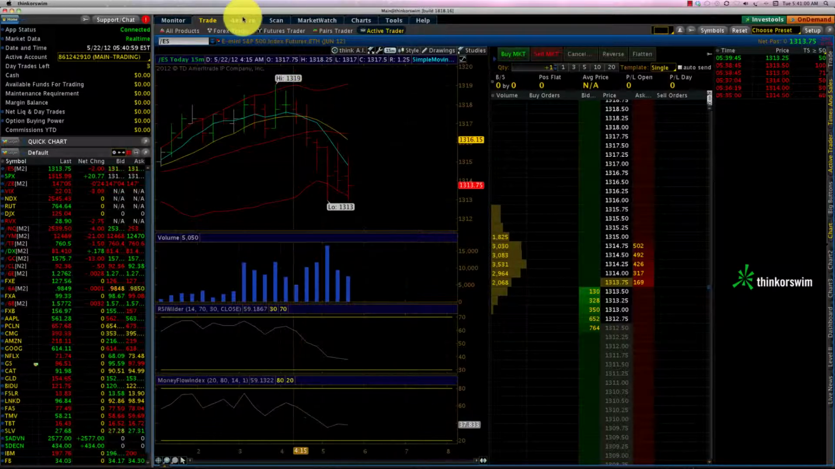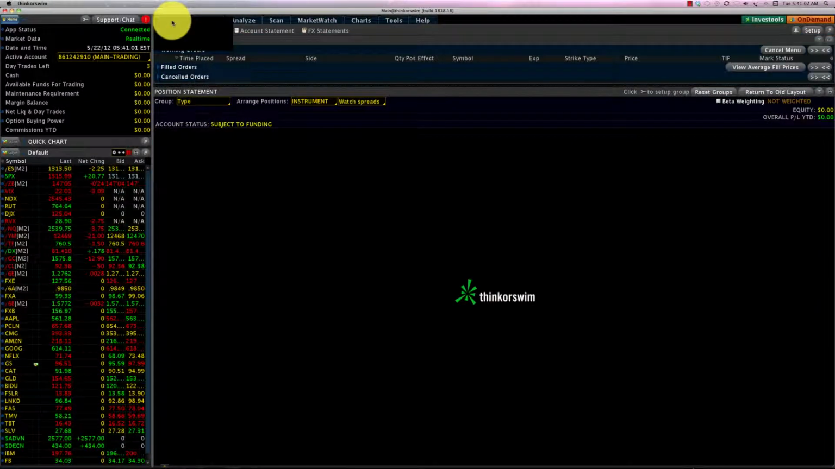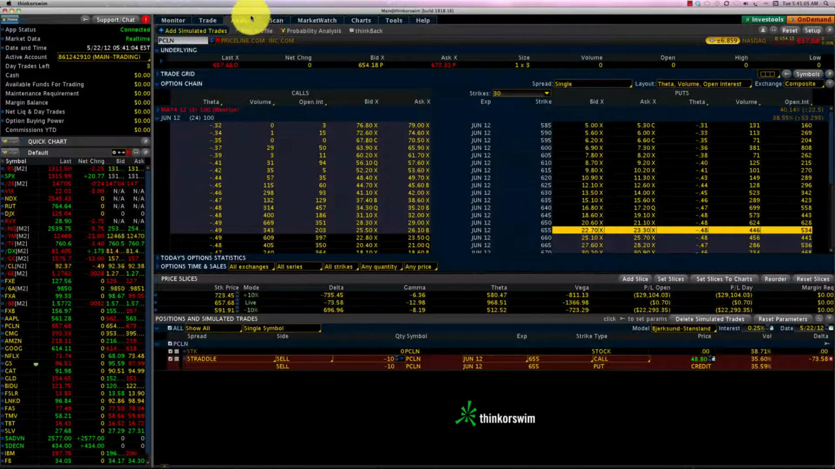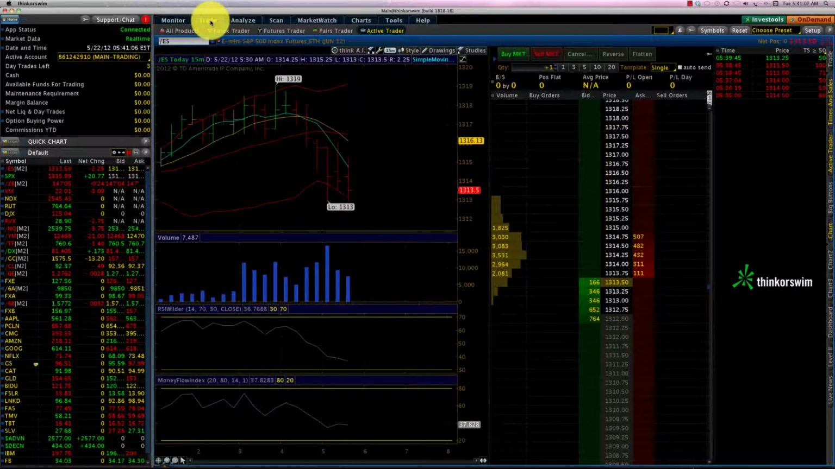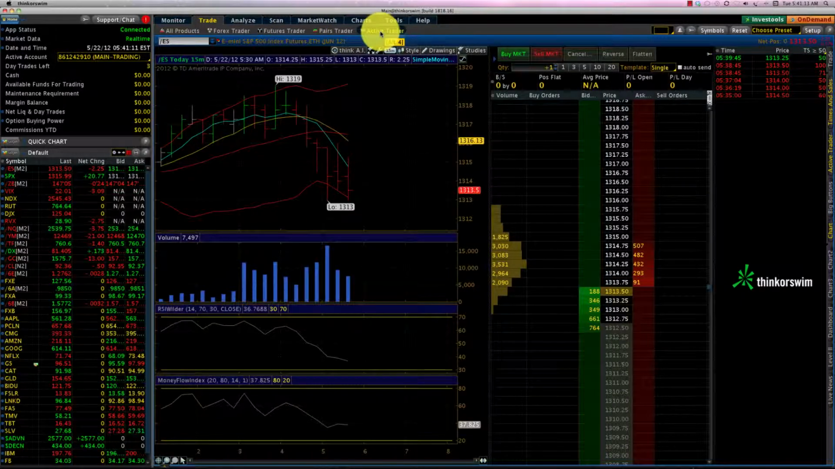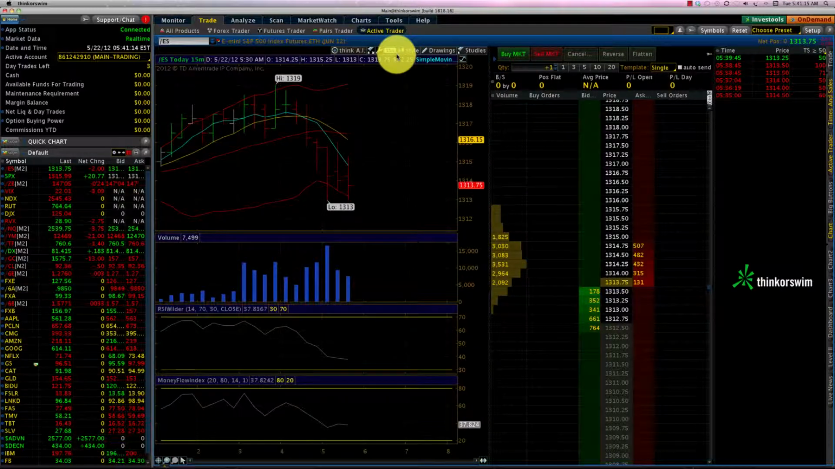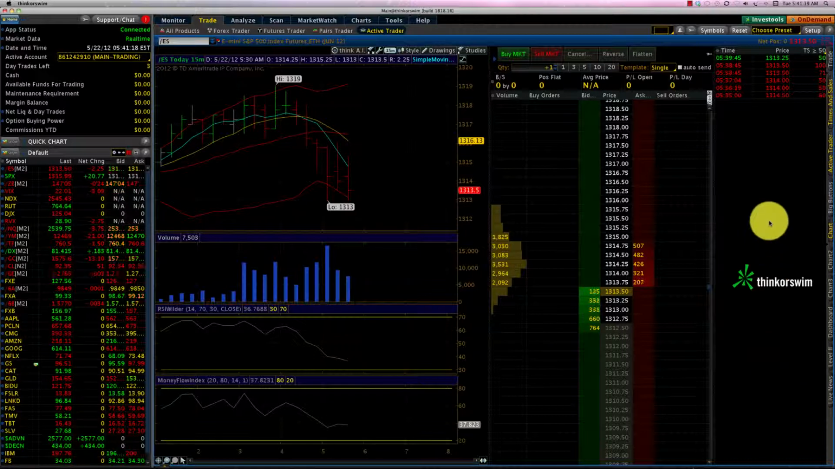So how you get there is you go under the, we usually look at the monitor tab and our analyze tab, but what we need to do is go into the trade tab, and under the trade tab you have something called the active trader. And we are in the active trader right now. And what it is, this is called a futures trading ladder.